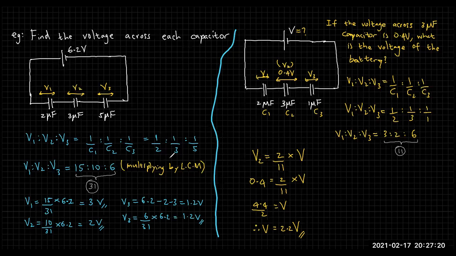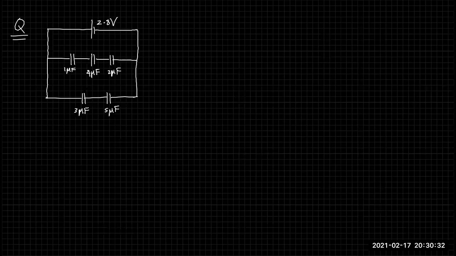Okay. A reverse approach question. Now the next circuit we are going to consider is this. There is a battery and there are two parallel paths. In one parallel path, there are 3 capacitors connected in series. In the other one, there are only 2 capacitors connected in series. All you need to do is find the voltages across 4 microfarad and 5 microfarad. Okay, go ahead.